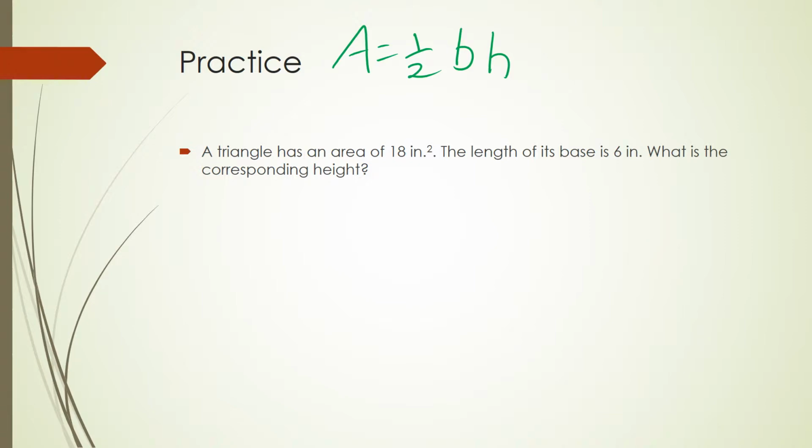So in this problem, it is telling us that the area of the triangle is 18 inches squared. We're also told that the length of the base is 6 inches. Let me choose a better one than that. So the base is 6 inches. So it's asking for the height.